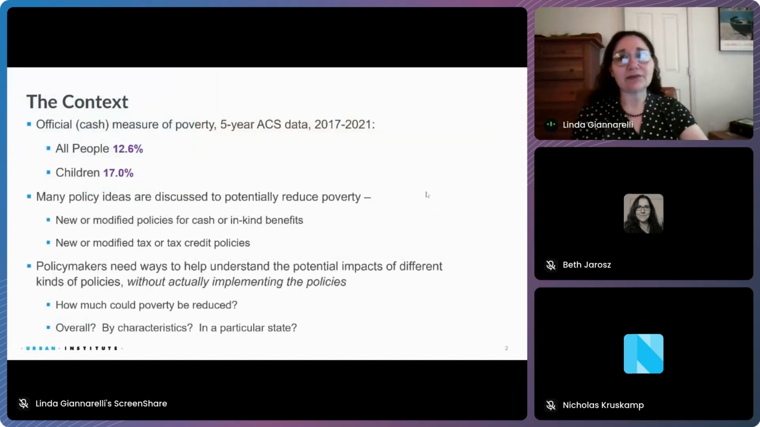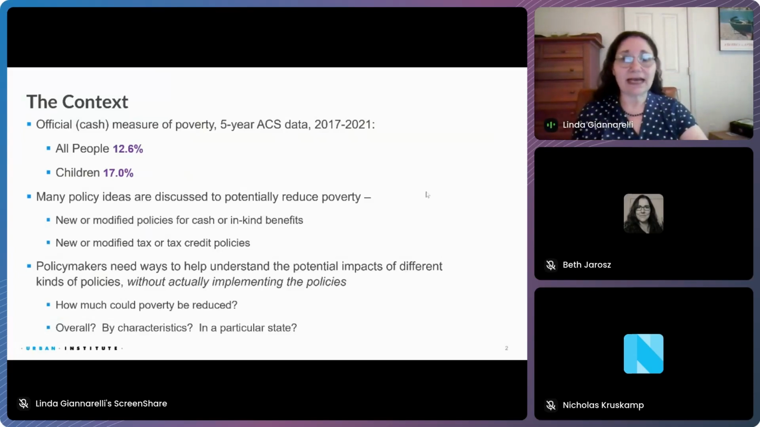So the context for this particular discussion is the current and persisting poverty rates in the United States. Just looking at the official measure of poverty using the most recent 5-year ACS data, the poverty rate was measured at 12.6% for all people, but higher than that, 17% for children. So that's why in these examples, we're focusing on child poverty.